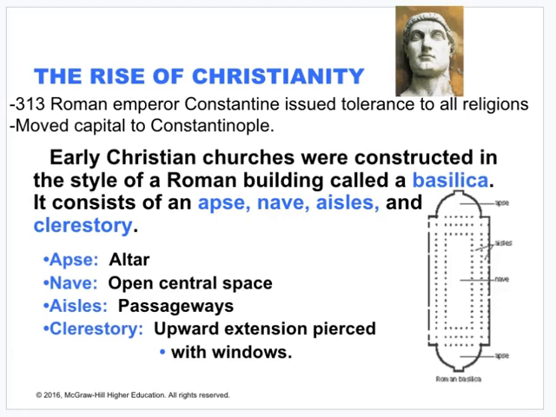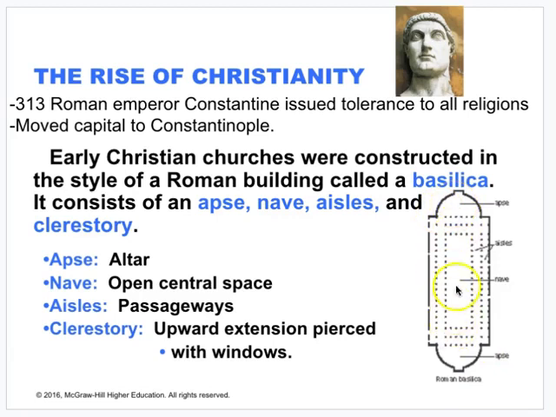So early Christian churches were constructed in the style of a Roman building called a basilica. It consists of an apse, a nave, aisles, and clerestory. So here's the definition of what those things are, very brief definition. But you probably should go ahead and draw out that diagram there of a Roman basilica, if you can see what those different things are. You have the apse at the front, so right here. It's a rounded thing. This is the front of it. This is where the altar would be, where the worship is pointed towards.